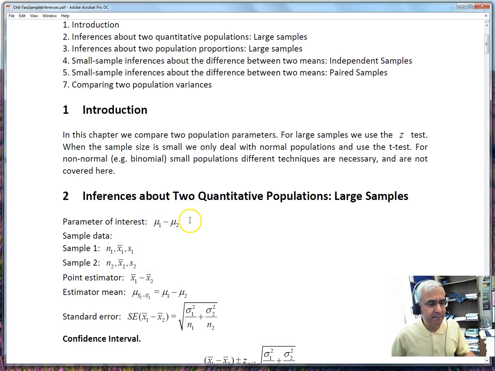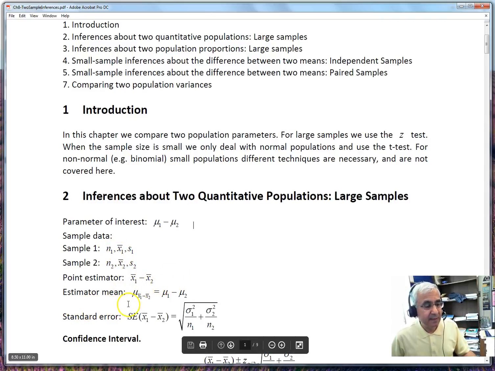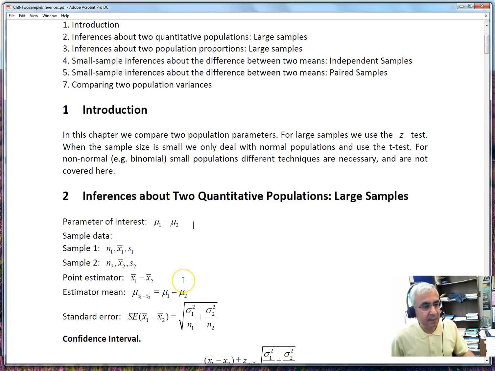So how do we estimate this parameter mu1 minus mu2, which is again the difference of two parameters? The point estimator, estimating it with one number, would be simply to look at x bar 1 minus x bar 2. So you take just the difference between the sample means. But the mean of this estimator, mu of x bar 1 minus x bar 2, turns out to be mu1 minus mu2. What this tells me is that my estimator is unbiased, which is a good property for point estimators.